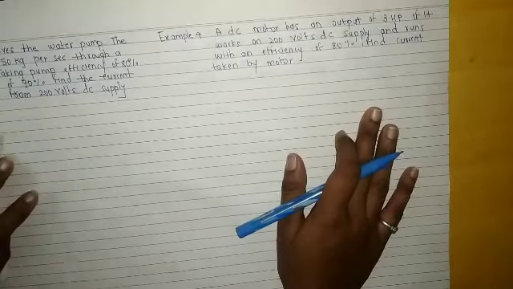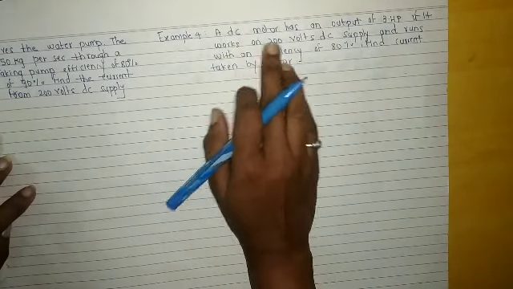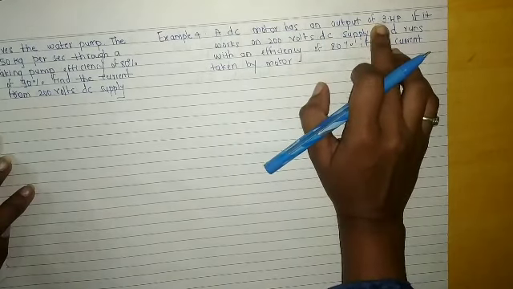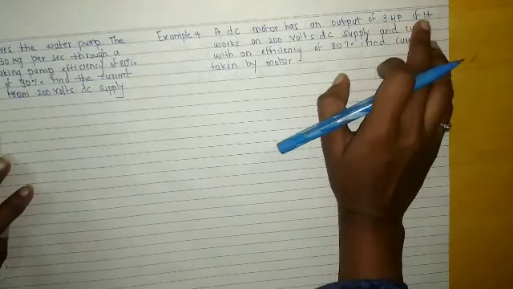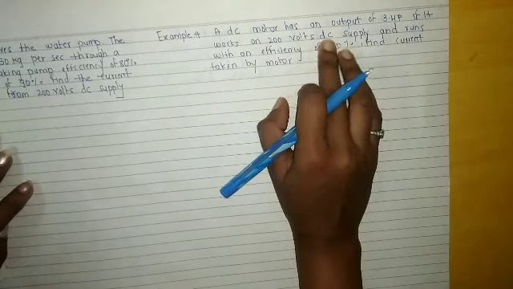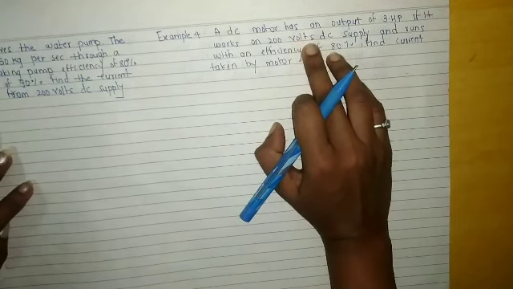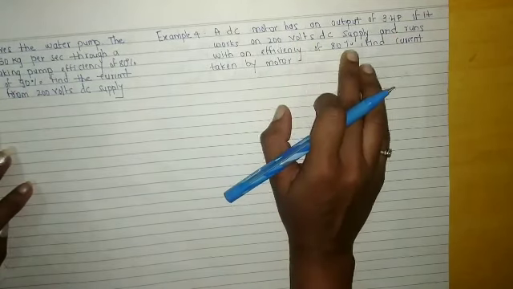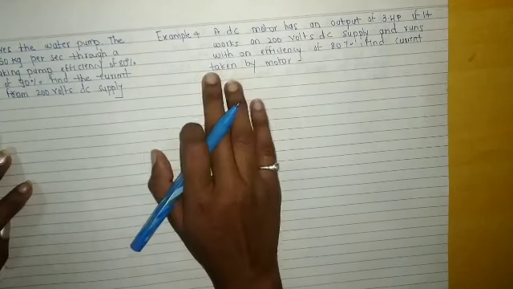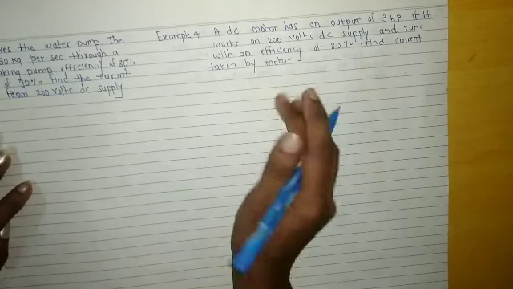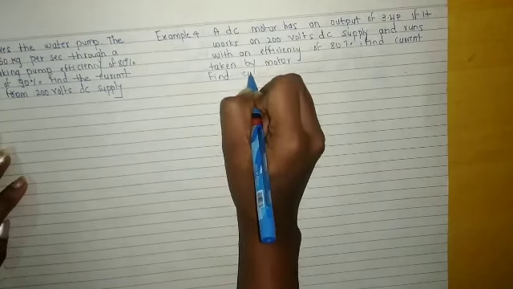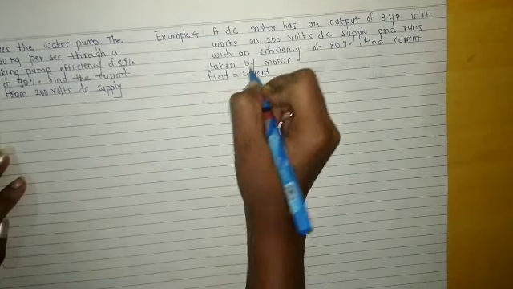So here the fourth example is: a DC motor has an output of 3 HP. If it works on a 200 volts DC supply and runs with an efficiency of 80%, find the current taken by the motor. They have given us the efficiency. So what we have to find, we'll write here: we have to find current.